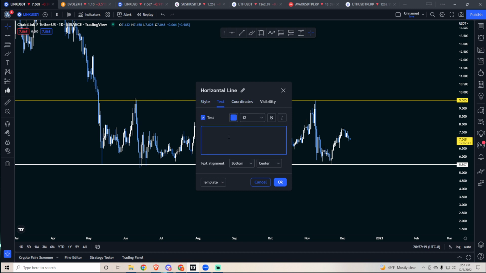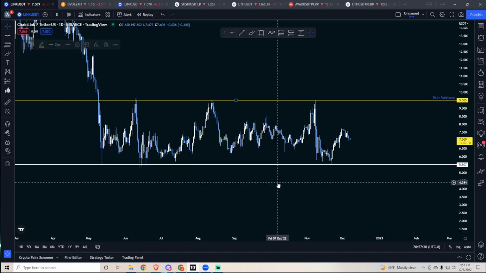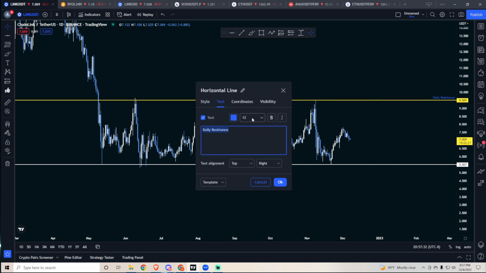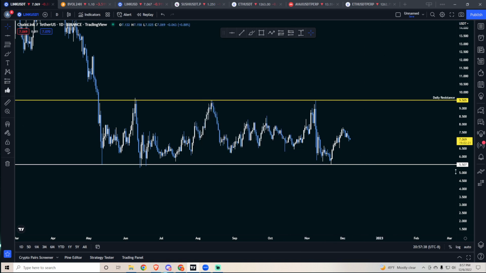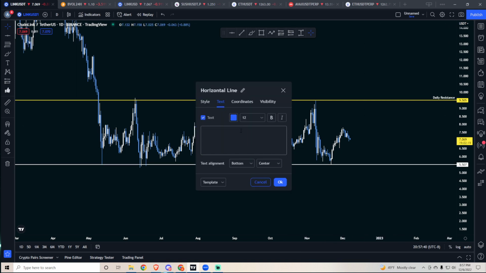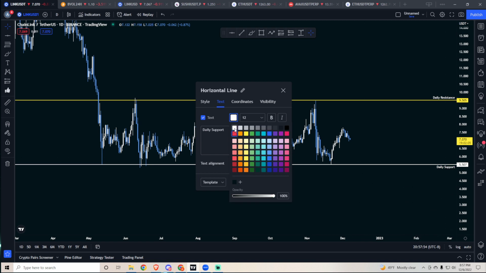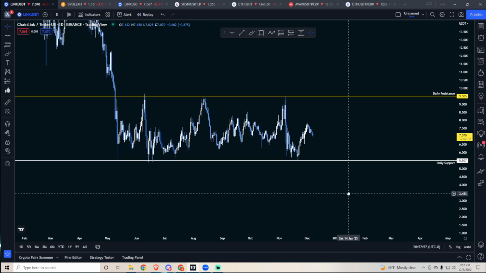write our notes so we have it. So daily resistance, and we'll put this at the right. Let's do the top of the line. Okay, let's make this white. And then we can put one down here. Daily support. Right, so we'll put this at the bottom and to the right. Let's make this white. So we have our lines, okay?